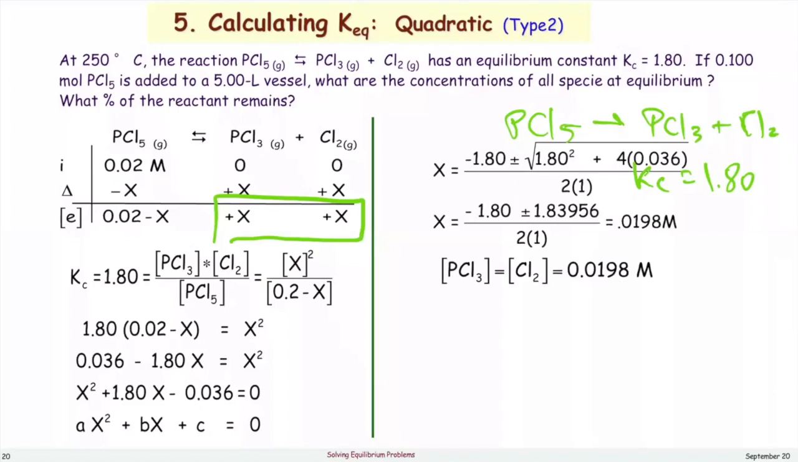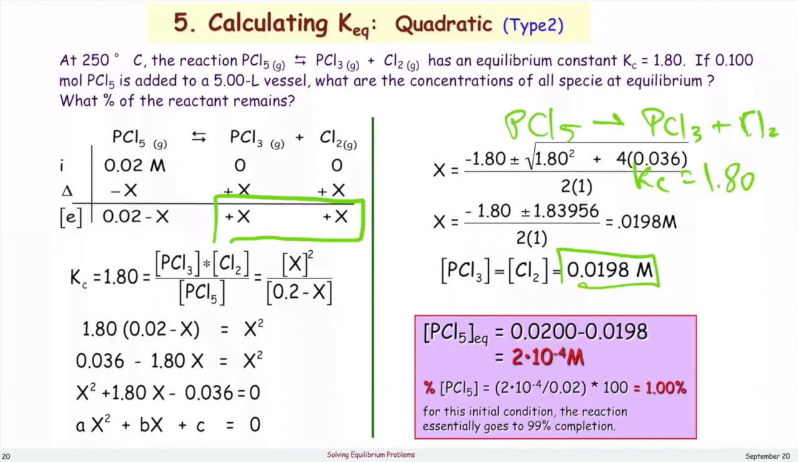You just put it into the quadratic equation and you get a concentration of your products of 0.0198. Okay, you start out with 0.02 and you take away 0.0198. So you can see that this reaction actually goes significantly to the right. The amount of PCl5 is 0.02 minus 0.0198, and that difference is 2 times 10 to the minus 4. That's how much reactant you have.